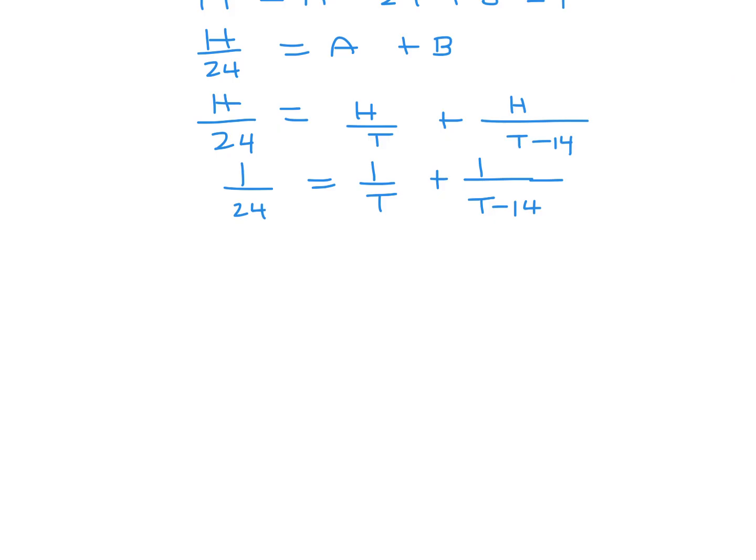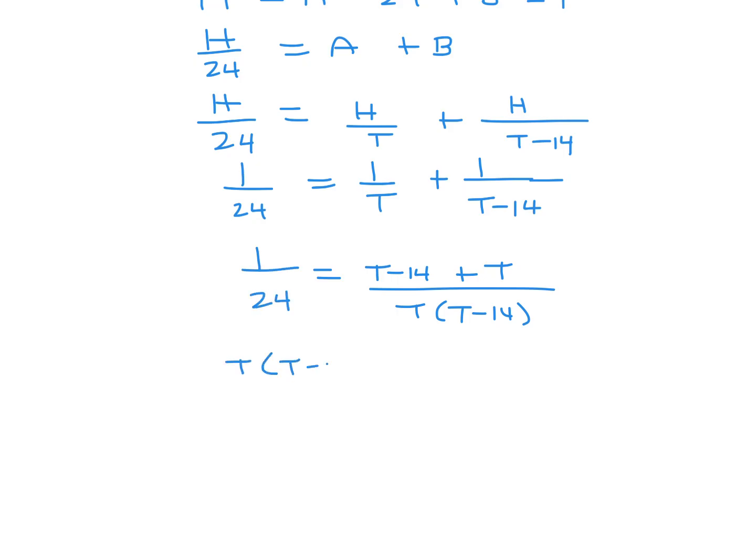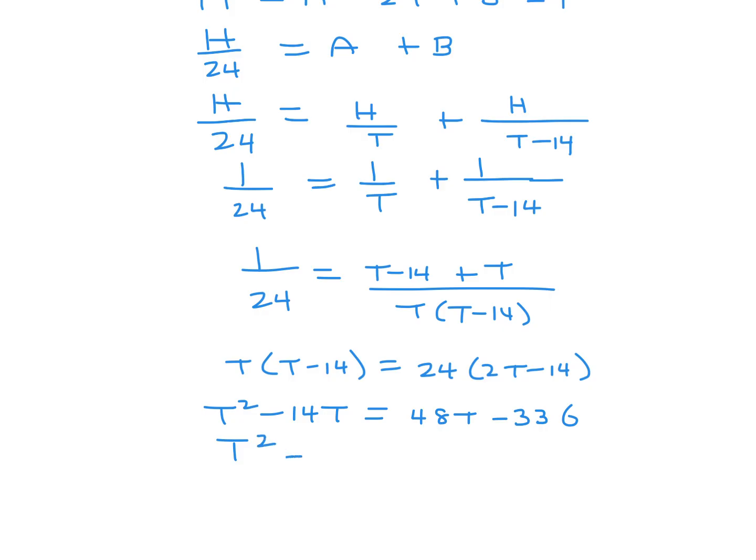So this is just fractions now. So t minus 14 plus t, all over t times t minus 14, is equal to 1 over 24. So t times t minus 14 is equal to 24 times 2t minus 14, I believe. And then this is going to be t squared minus 14t is equal to 48t minus 336. Put everything on one side. t squared minus 62t minus 336. And let's see if this factors.